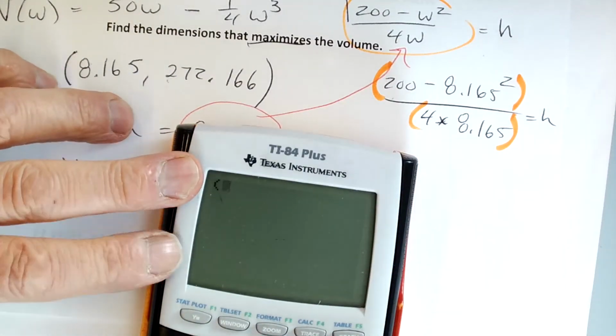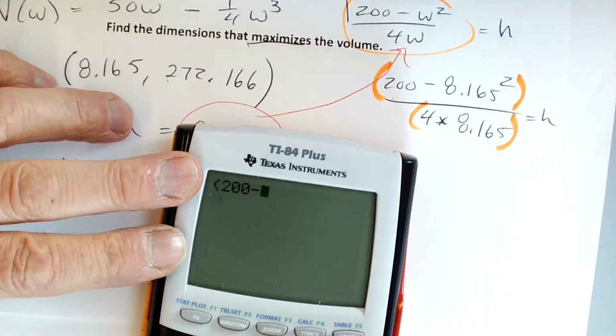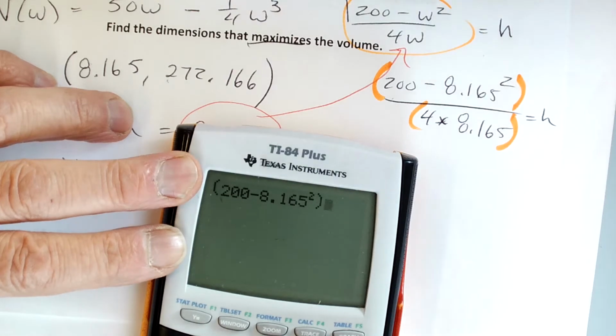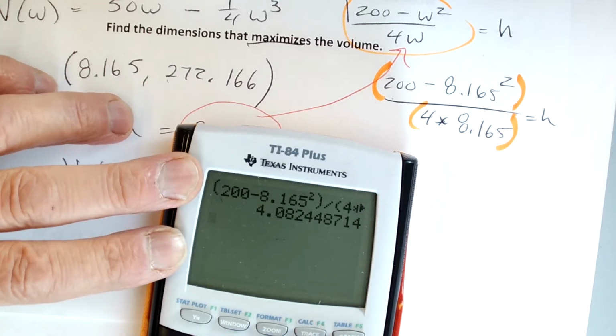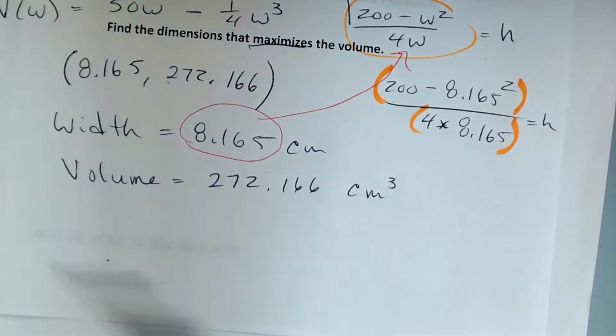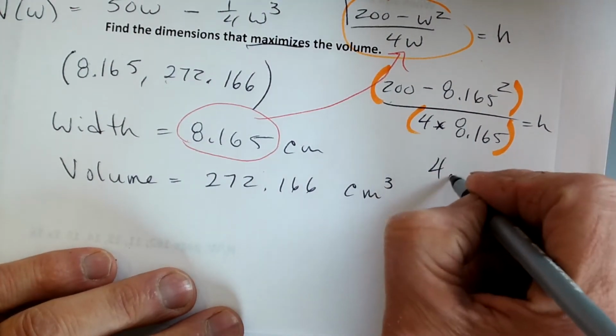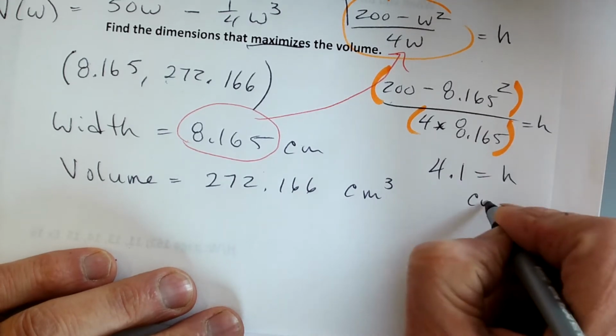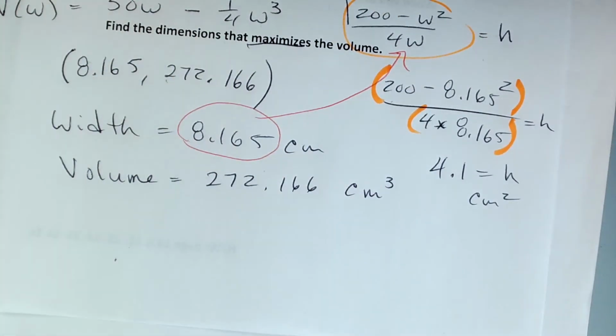I get 200 minus 8.165 squared, parentheses, divided by parentheses, 4 times 8.165. Now I get the height to be about 4.08 or 4, rounded to 4.1, okay? So the height, about 4.1 for the height in terms of centimeters. So now we can build a box, right?